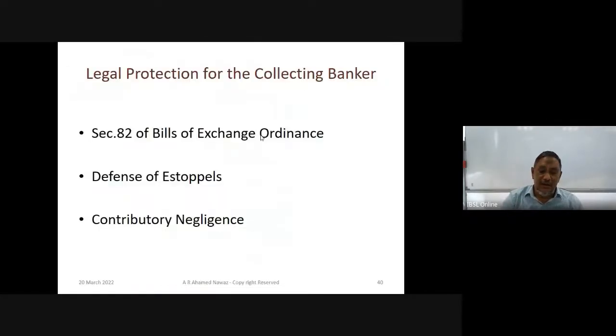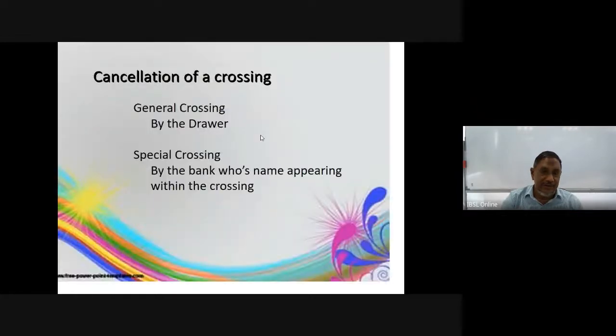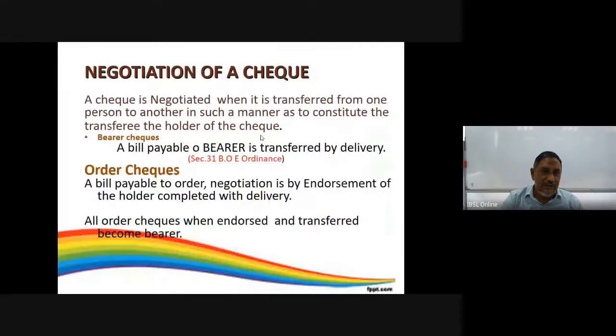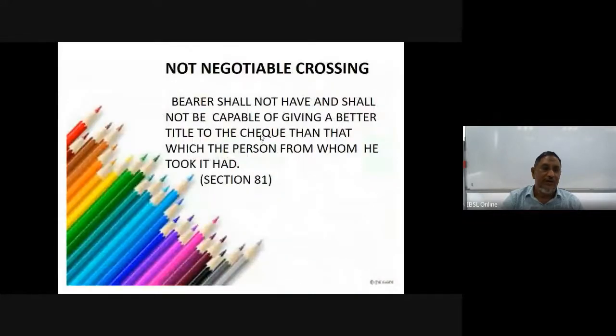Okay. Right. Before we go to legal protection, let's see about this negotiable, not negotiable crossing. Right? What is the impact of this not negotiable crossing?